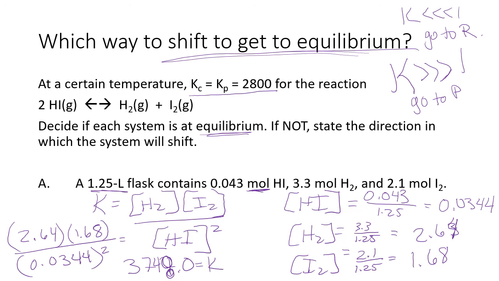Because my K is larger than 2,800, that means we're going to be shifting towards the products. If this value ended up being lower than 2,800, then it would shift towards the reactants. And that's how you would solve for 5 and 6 on checkpoint 1.